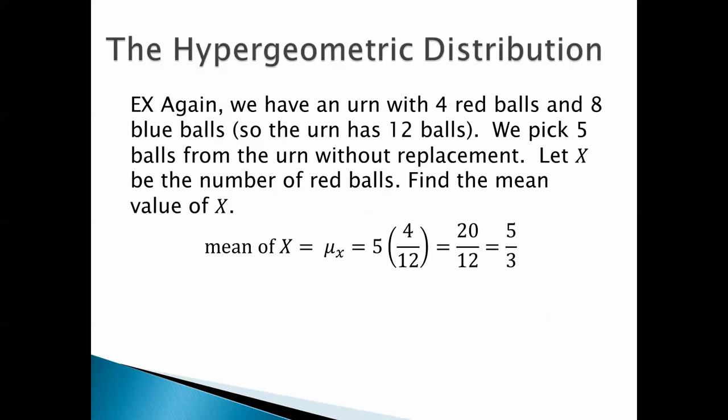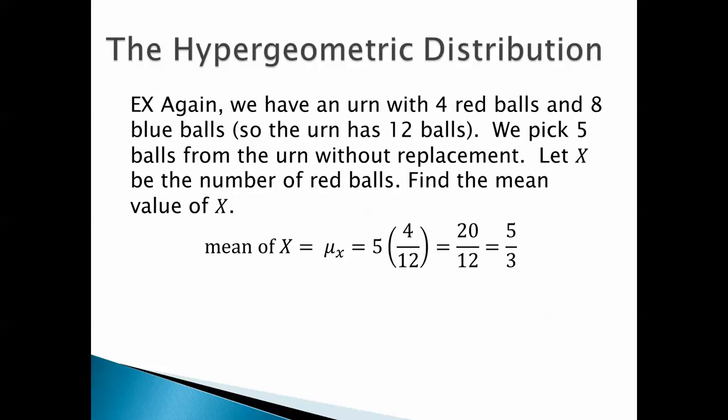Again, suppose we have an urn with 4 red balls and 8 blue balls, so the urn has 12 balls. We pick 5 balls from the urn without replacement. Let x be the number of red balls. Find the mean value of x. Well, it seems reasonable that the mean of x, mu sub x, would be 5 times 4 over 12, because 4 of the balls are red. So on average, if you pick just one ball, the probability that it's going to be red is 4 over 12, in other words, 1/3.